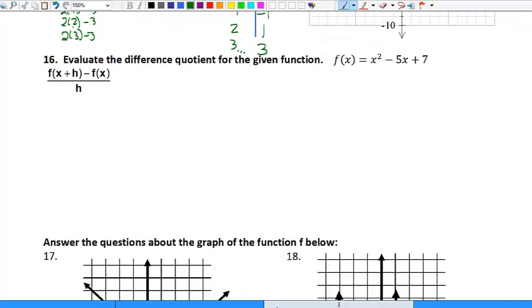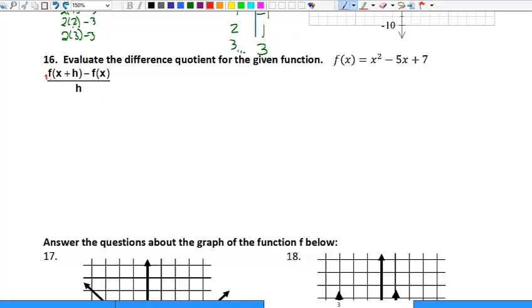And then our next problem, we have evaluate the difference quotient for this given function. Now, I didn't make you memorize this difference quotient. This is important in calculus, and you will have to memorize this once you get to calculus, but in this class, I didn't make you memorize it. All I'm making you do is plug it in correctly.